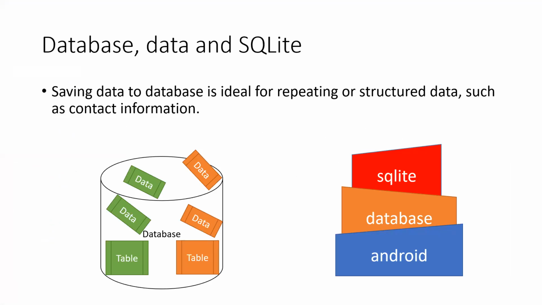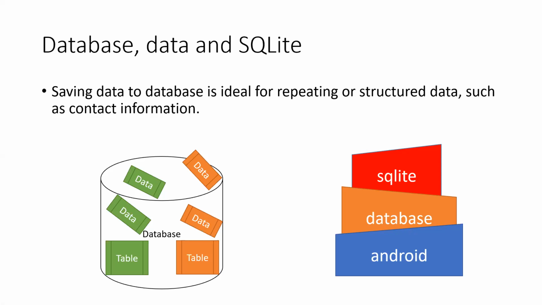database consists of tables, and we are talking about relational databases. We're not talking about other databases. In relational databases, you have tables in the database, and in the tables you have corresponding data. For example, the green table is going to get the green data, and the orange table is going to get the orange data.